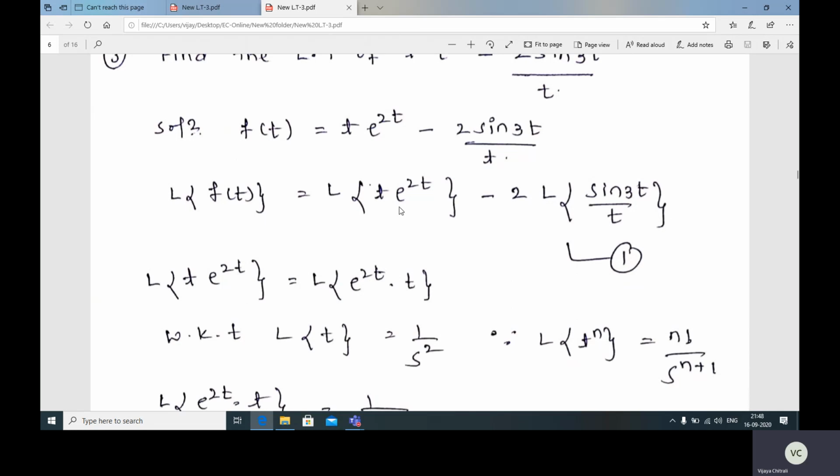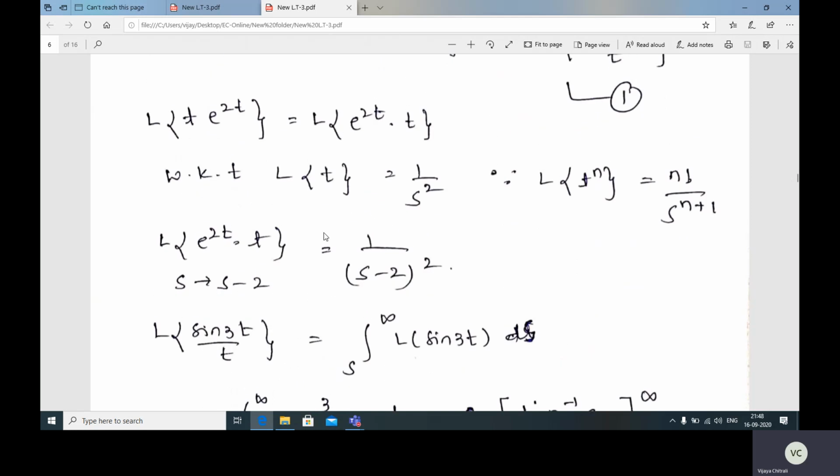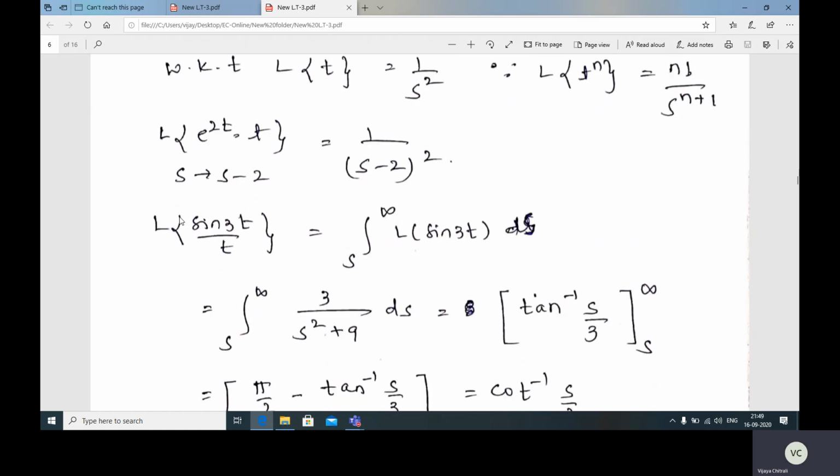First, the Laplace transform of t e^(2t). We know that the Laplace transform of t is 1 by s², because the Laplace transform of t^n is n factorial divided by s^(n+1). Next, we want the Laplace transform of e^(2t) into t. We need to apply the shifting property here. Shift s to s − 2. So you'll get 1 upon (s − 2)².